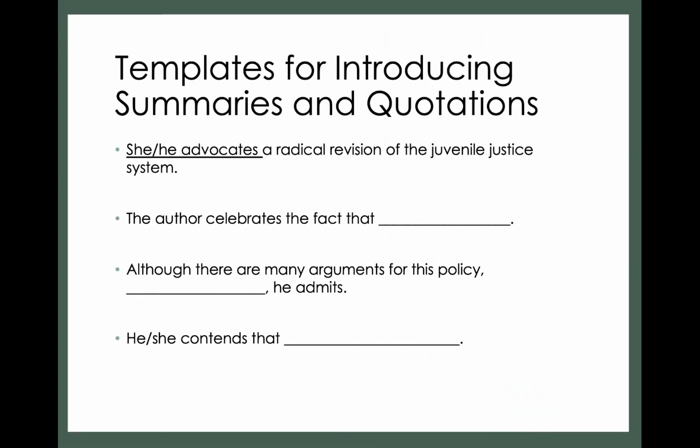So here's some templates for introducing summaries and quotations. If you want to take a second to jot these down, these can be really helpful places to start, like little seedlings that you can branch off of. The author advocates, or fill that in with whatever signal verb seems best to you. There's a list of signal verbs at the end of this mini lesson. The author celebrates the fact that, although there are many arguments for this policy, blank, what's the thing that's against this policy? The author admits or maintains. He or she contends that.